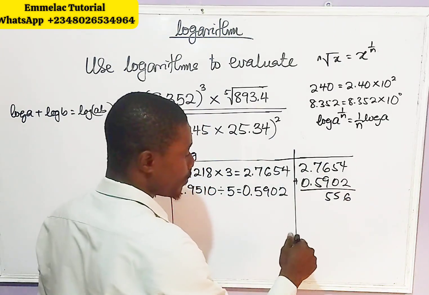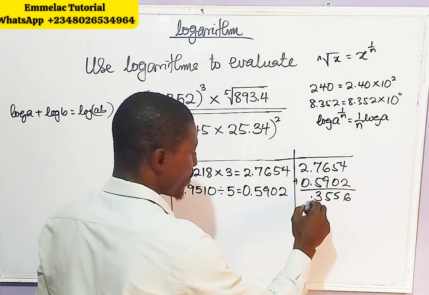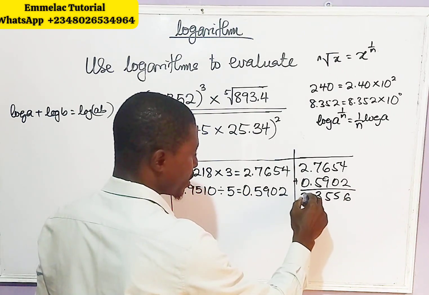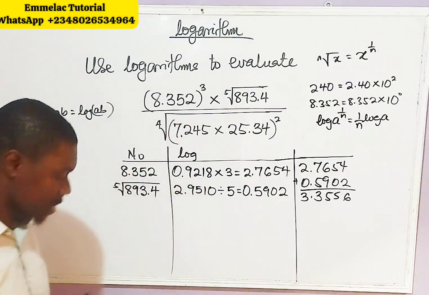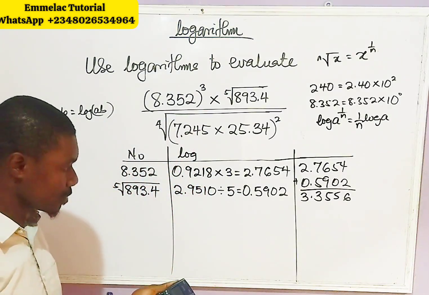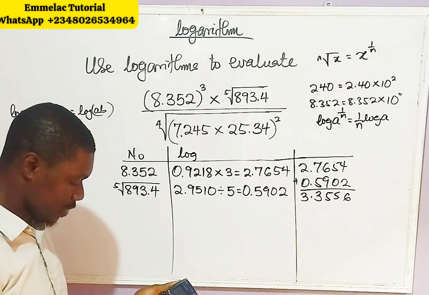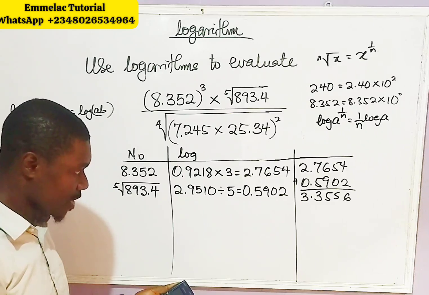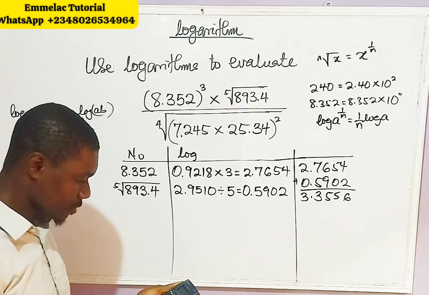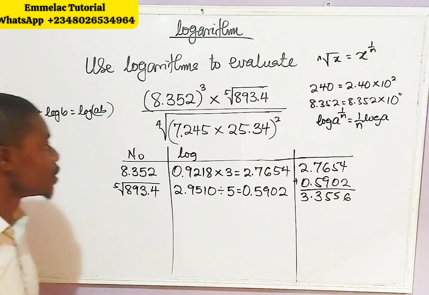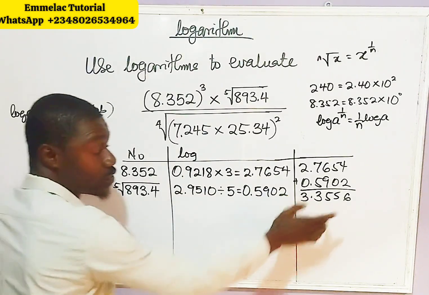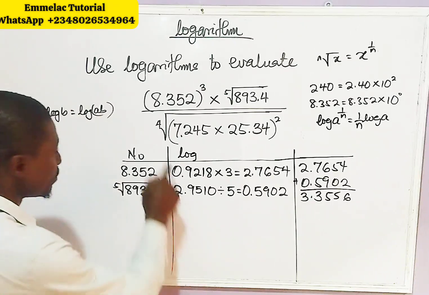Now this will give us, this is 6, 5, 15 remainder 1. This one will be 12 plus 113, then 0.3. Okay, I'm correct. 2.7654 plus 0.5902. Alright, I'm correct. So now this is for the numerator. Now let's move to the denominator.